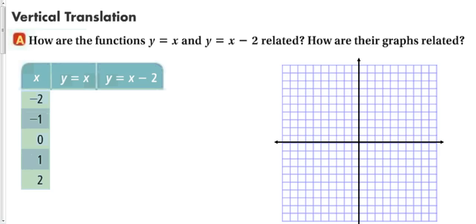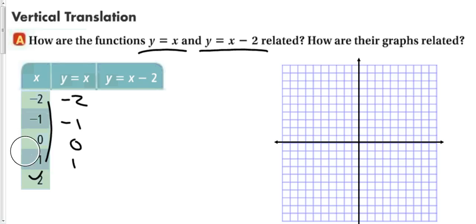Okay, so let's look at my parent function y is equal to x, and y is equal to x minus 2. How are their graphs related? Well, let's first write down the data for y is equal to x, which would just be the same because y is the same as x, and I have all my x values right there, negative 2 to 2. Now I want to take all of those output values and just subtract 2 from them. So I would get -4, -3, -2, -1, and 0.